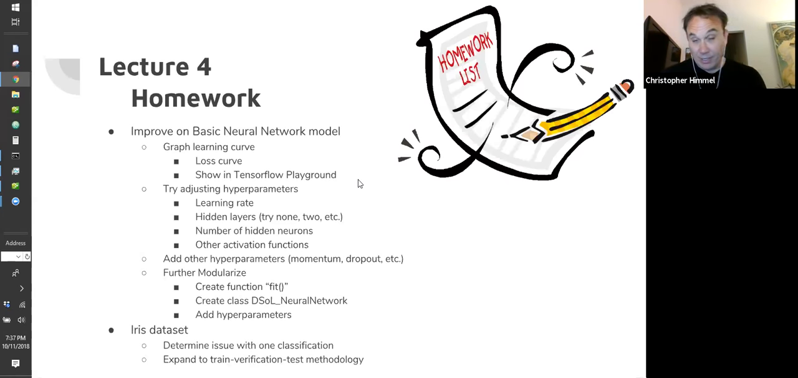Other things that I'd love for somebody to do is create a fit function that does the learning, to further modularize. I did the feed forward as a function. And then if you want to take this even further, create a class, just like you're calling these other modularized functions within scikit-learn or Keras, and then add other hyperparameters to that class. So those are some great homework assignments.